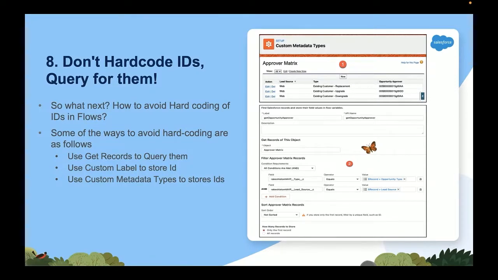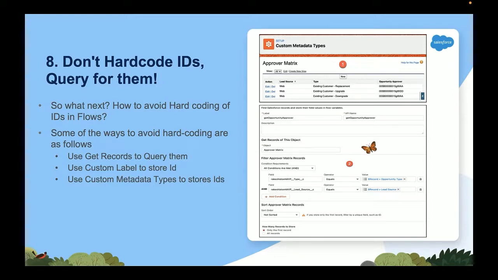That's not a best practice. There's a better way to do that. For example, here I am creating an approval matrix, and I have to fetch the approval matrix based on the lead source and the type of opportunity. So now, instead of hard coding all this, I can just create a custom metadata type, save all the details, and fetch it at runtime.